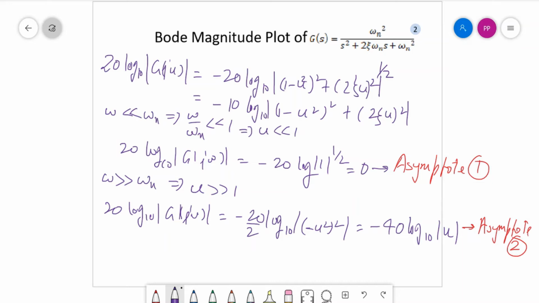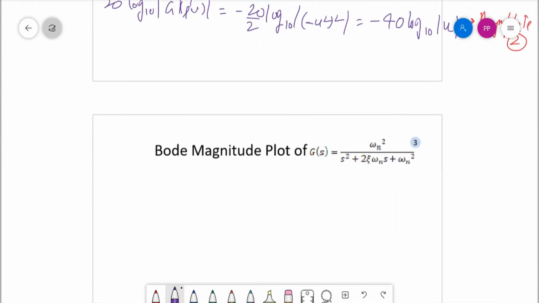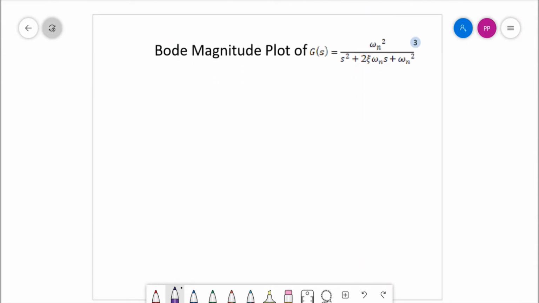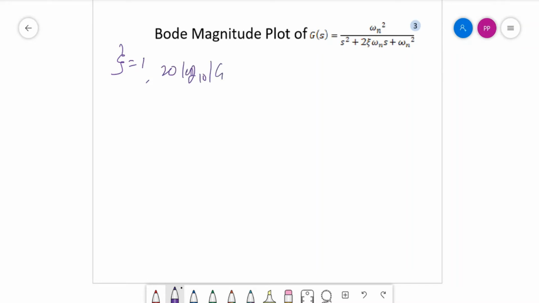Now, because we have different damping ratios, different values of eta are available, we have to see how the plot will be impacted for different damping ratios. So let us consider the case for damping ratio eta equal to 1, where we have 20 log base 10 mod of G at j omega equal to minus 20 log base 10.